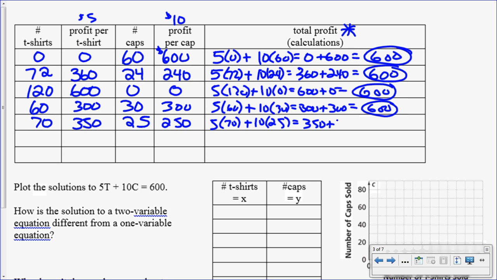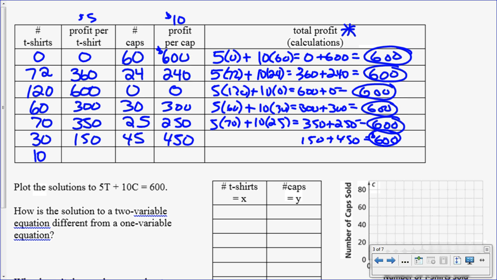So 350 plus 250 is $600. Okay, so most of you probably have stopped here. That's fine, but here's a couple more that I found. 30 and 45. Okay, 30 and 45 gives us 150 and 450. All right, so 150 plus 450 is $600. All right, so that's good.